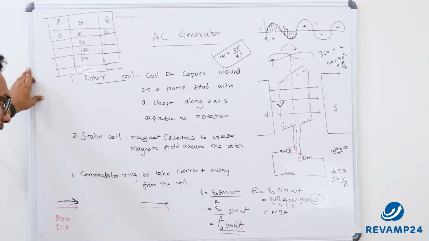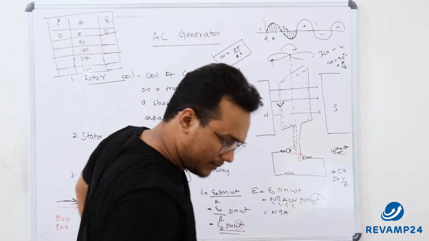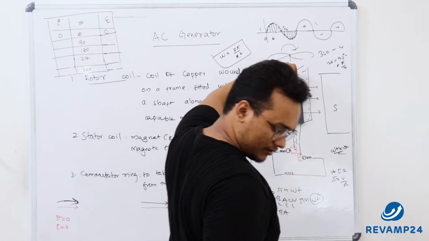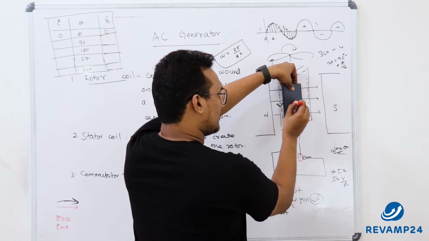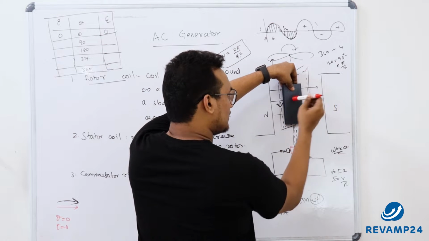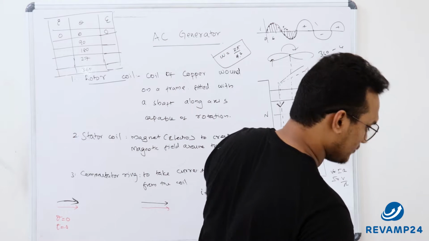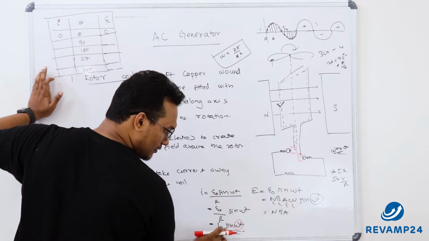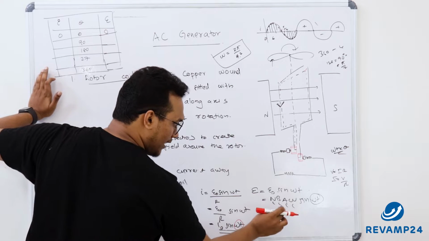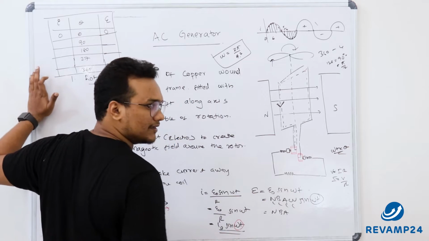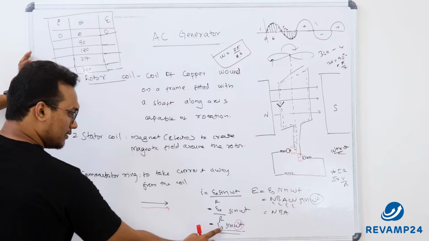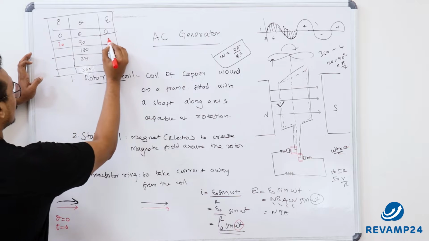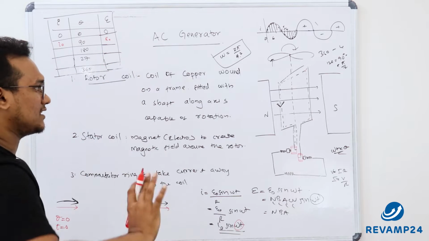Now at angle 90, what will be the case? See, this rotated and became in this way. Now this is my area vector and this is the magnetic field. So I0 sin 90, sin 90 is 1, and here also E0 sin 90, sin 90 is 1. So this will become I0 into 1 and E0 into 1. So that will be I0 and E0. That is the maximum value.